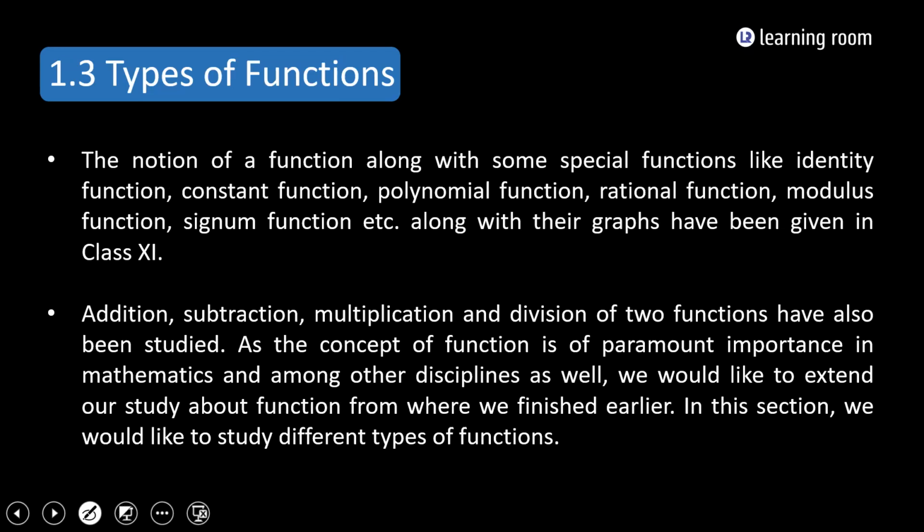So relations we understood. Now the next question is, what are functions? Functions are special types of relations where every element from set A is associated with a unique element in set B. If you want to write the simplified version, please make a note. Functions are special types of relations where every element of set A is associated with a unique element of set B.